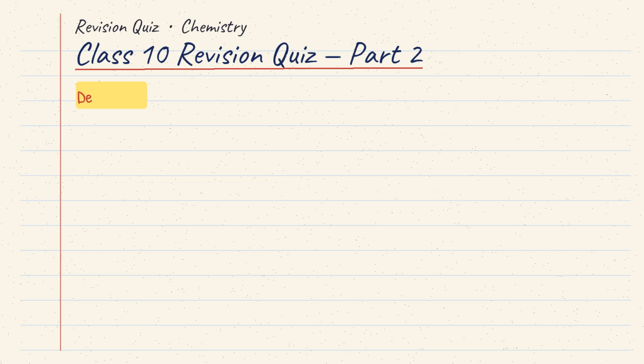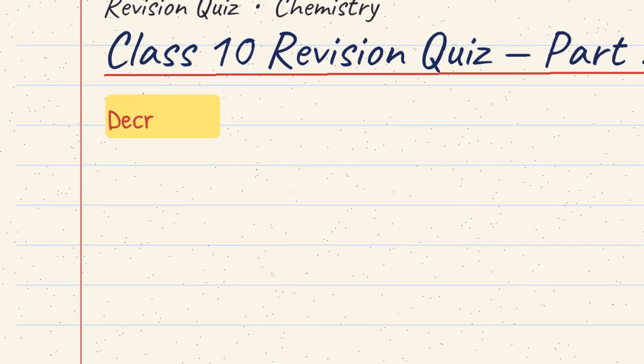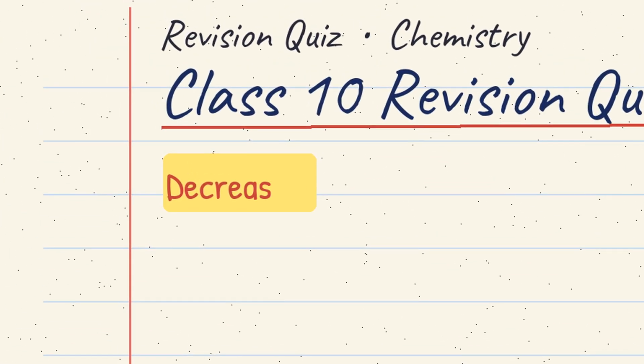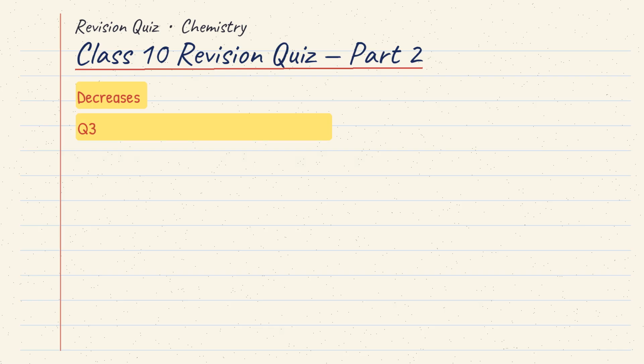The answer is decreases. Metals are on the left, nonmetals on the right. Question 31. Where are the noble gases placed?